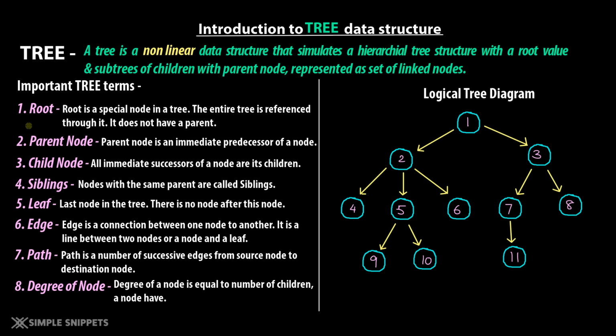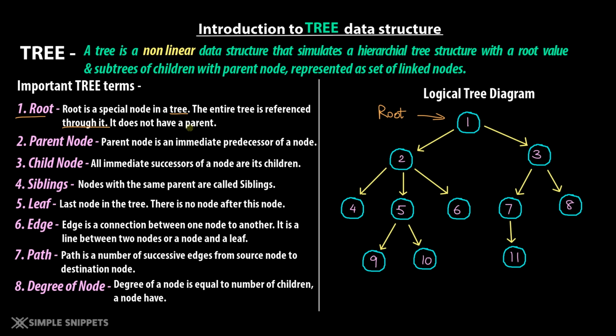But now let's go one by one through all these different tree terms. So point number 1, root. The root is a special node in a tree, and the entire tree is referenced through it, and it does not have a parent. So that would be the top node, which is node number 1, and it is called the root node. It's a special node because there is only one root node and the entire tree is referenced through it. So you can go to any node starting from the root node. Also, it does not have anything above it, so there is no parent of this root node.